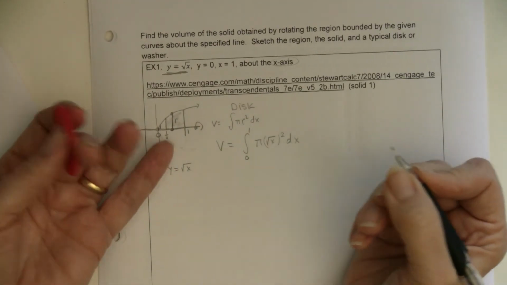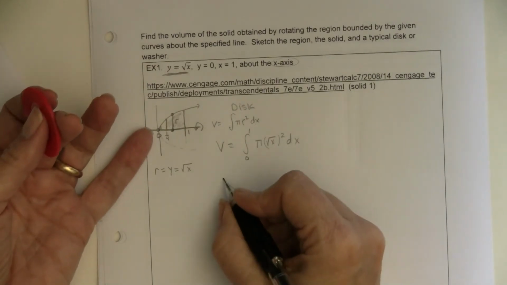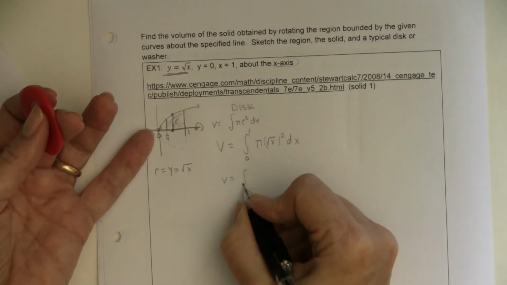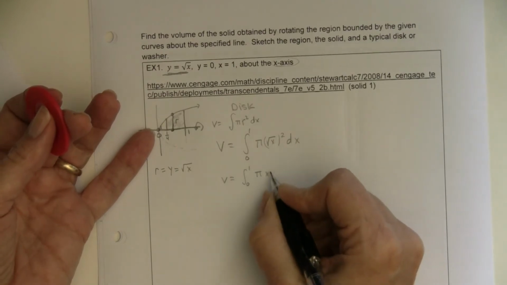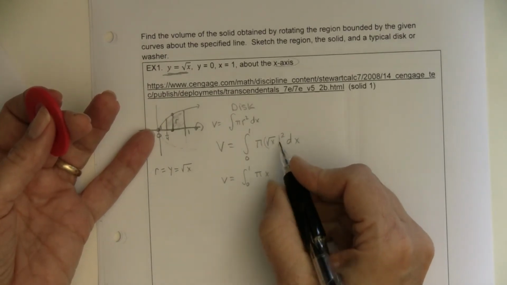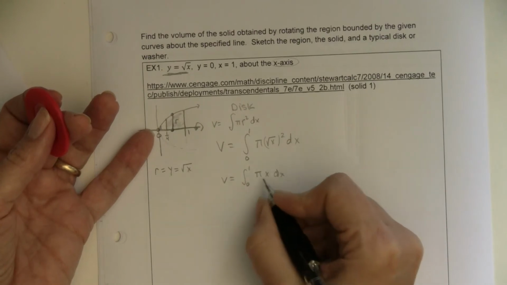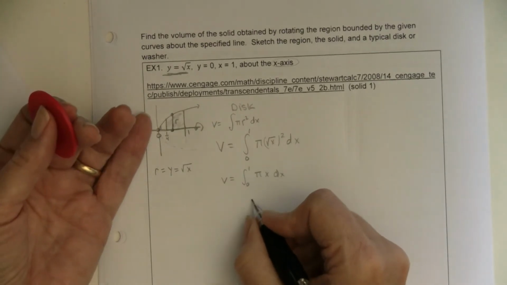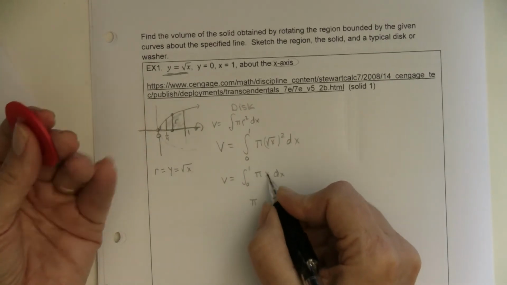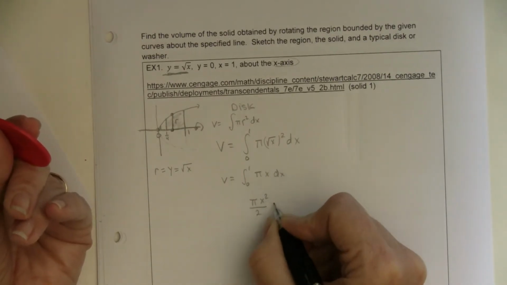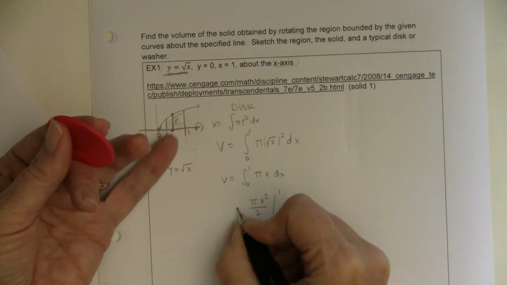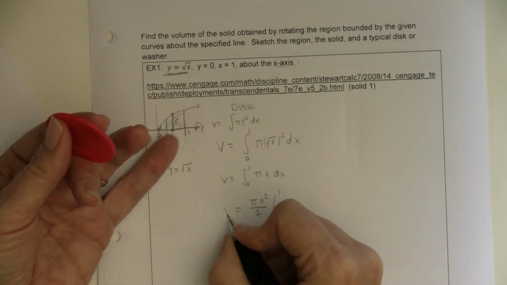And now I'm ready to integrate this, and I'll find that volume. So the volume is the integral of pi x dx, since the square root and the square undo one another. And the pi, you just hold still, right? So pi, and then the antiderivative of x is x squared over 2, from 0 to 1, is going to be my volume.